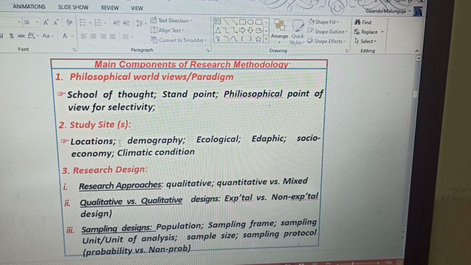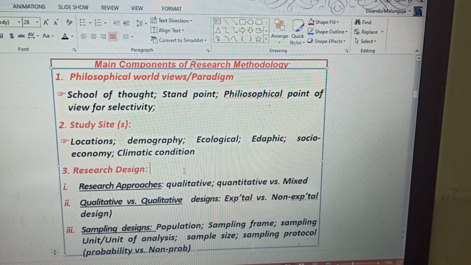Why? In practice, how do we write the location? How do we write the demography? What are the series, the sections, and the subsections? How do we make the subheadings and the headings of all this? Then we go to the so-called research designs.